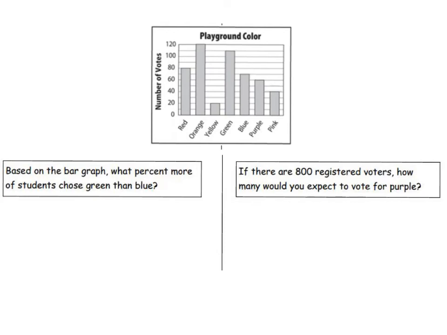Okay, so again, they're going on the bar graph. It's the same thing with the bar graph. And you guys still have it on your paper. I have to do it over again because I put it in different slides. So blue was 70, 60, 40. Okay, based on the bar graph, what percent more of students chose green than blue? So that means I need to find the percent of green and the percent of blue.